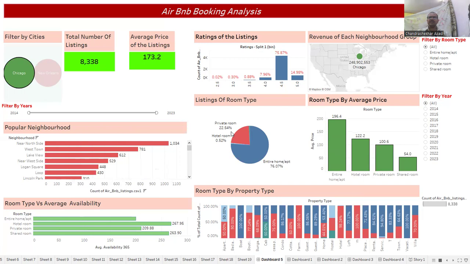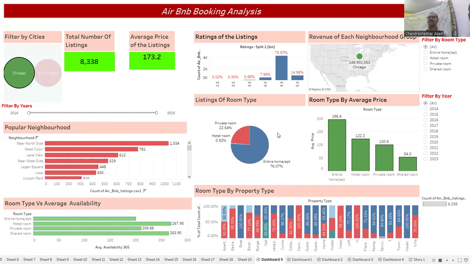Here, 22.54% of the rooms are private rooms, 76% are entire home apartments, and a few percent are shared rooms, about 0.88%, and 0.52% of the rooms are hotel rooms.